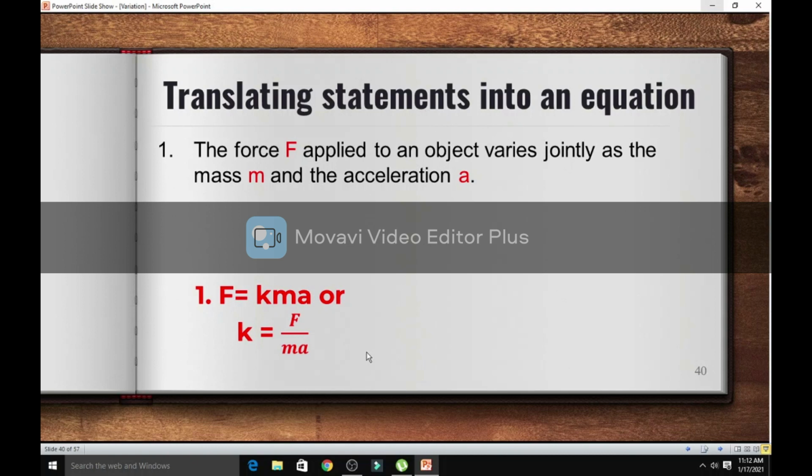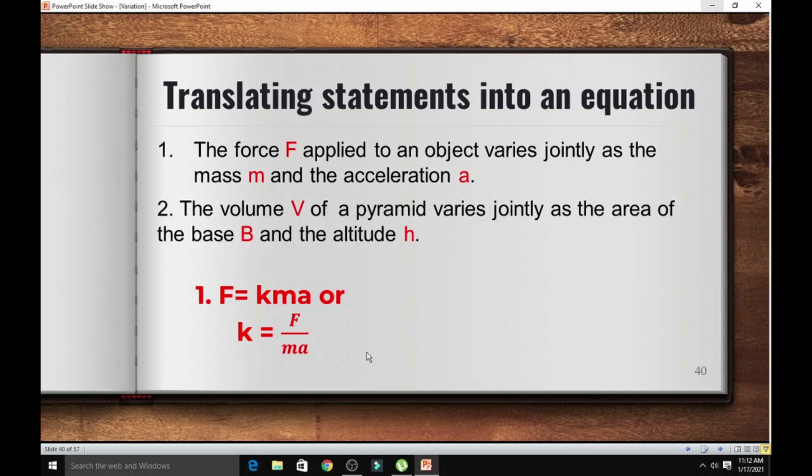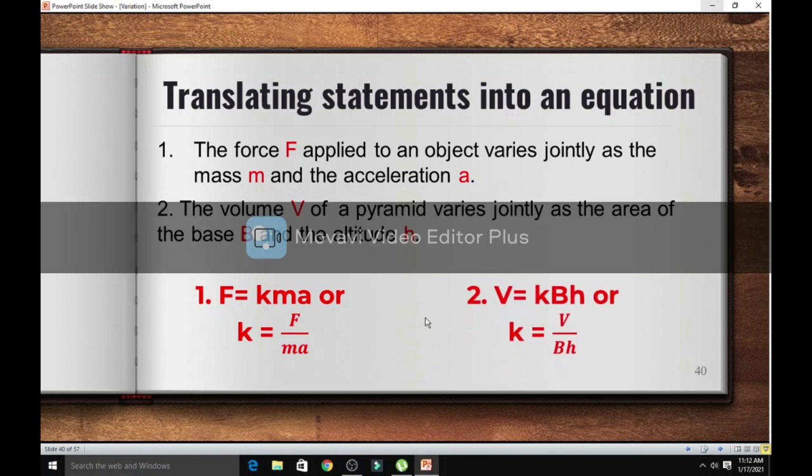So, number 2, the volume V of a pyramid varies jointly as the area of the base B and the altitude H. So, paano natin gagawing equation yan? Yung unang variable na binanggit, yung V, lalagay natin on the left side of the equation. At yung dalawang variables na huling binanggit ay ilalagay natin sa right side ng equation kasama ng K. So, V is equal to KBH.